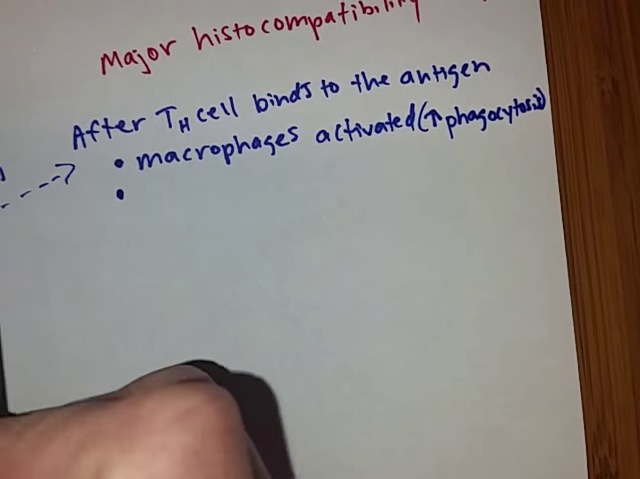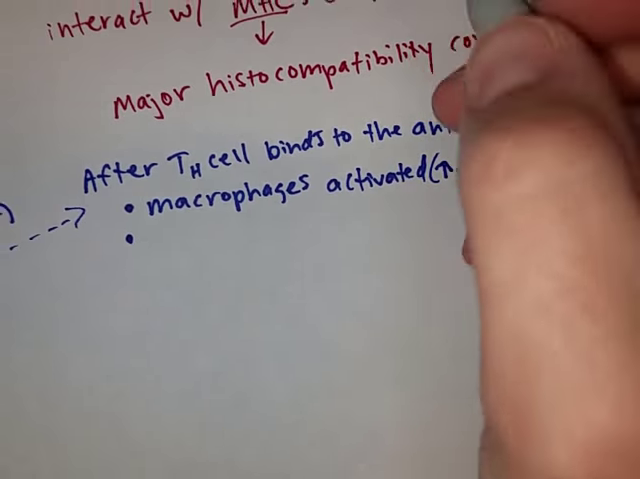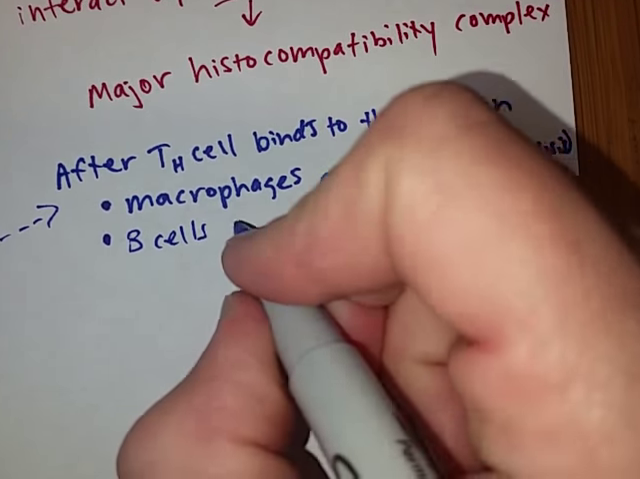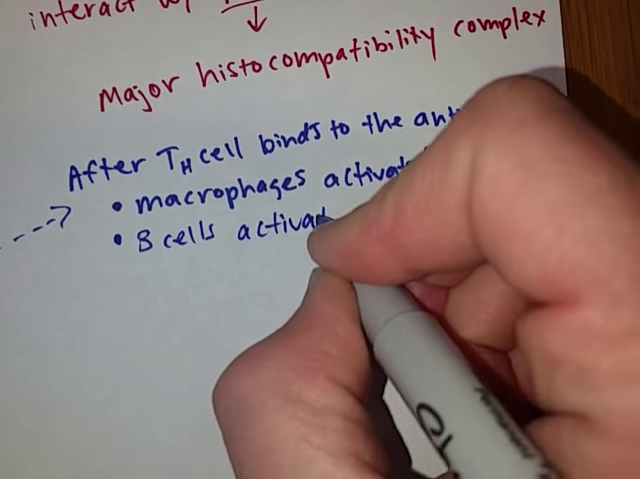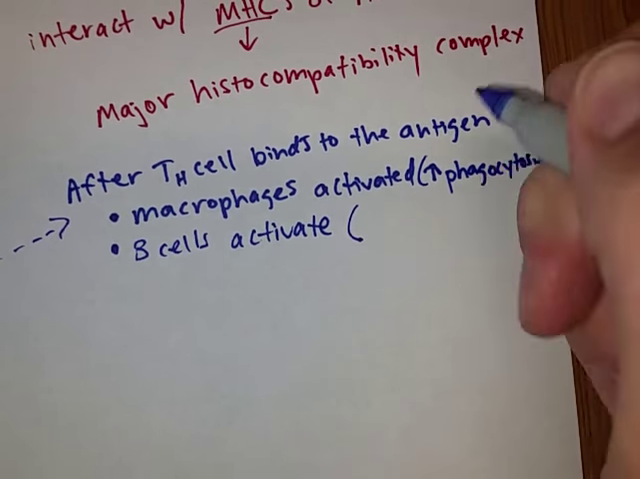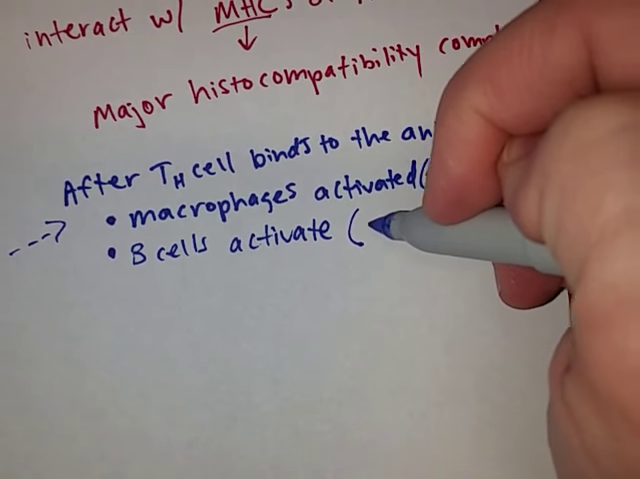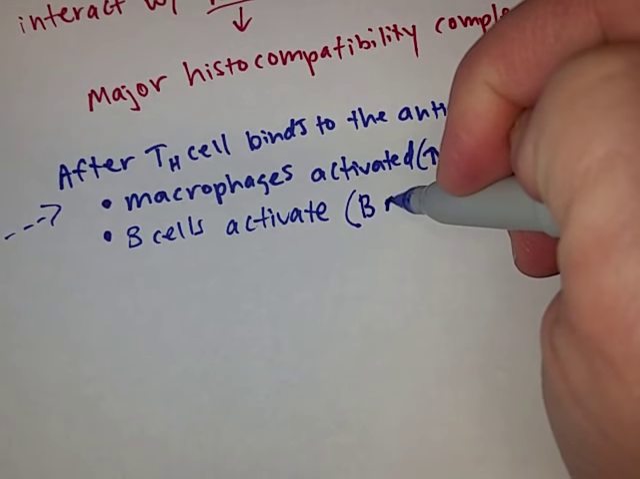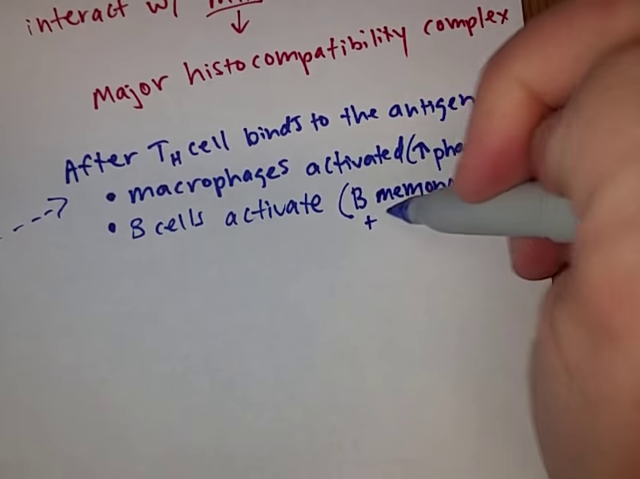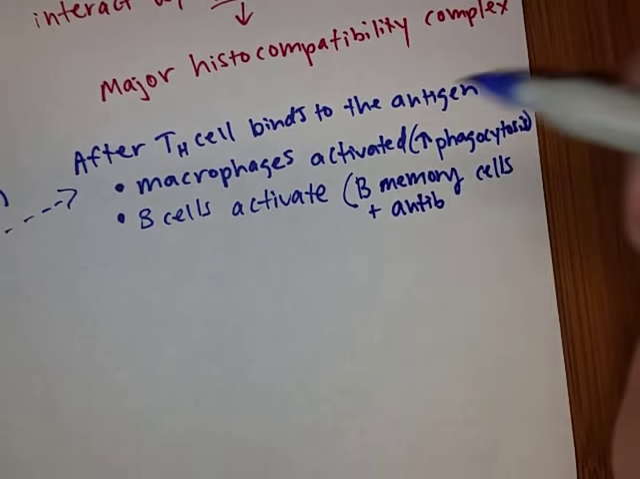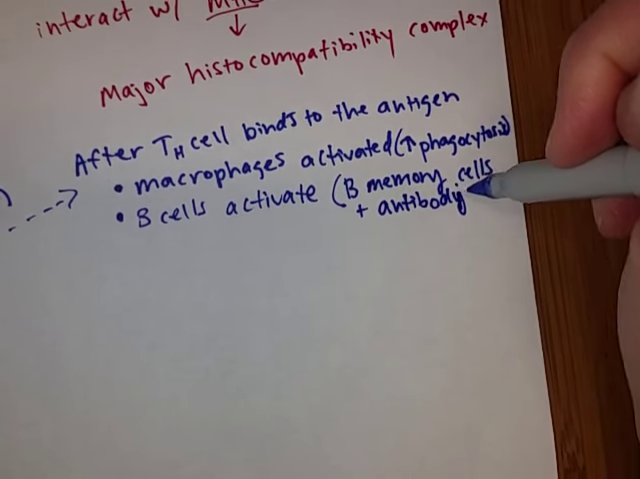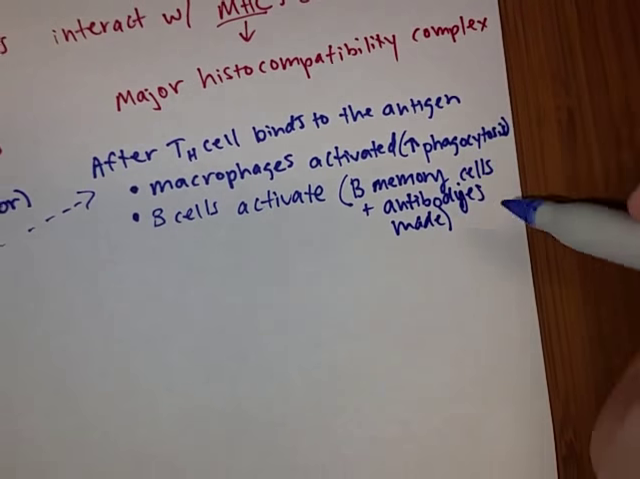Also, when the T helper cell releases those different signals, we're going to get B cells that become activated. And when these B cells become activated, we're going to see this later in the chapter, we're going to get B memory cells that are made, and antibodies to this particular pathogen will be made as well. Oops, I should have put antibodies made, sorry. All right.